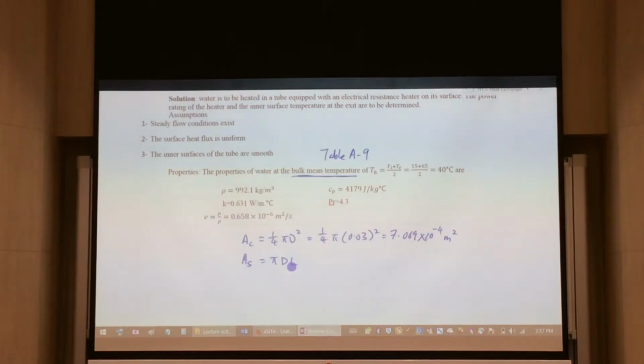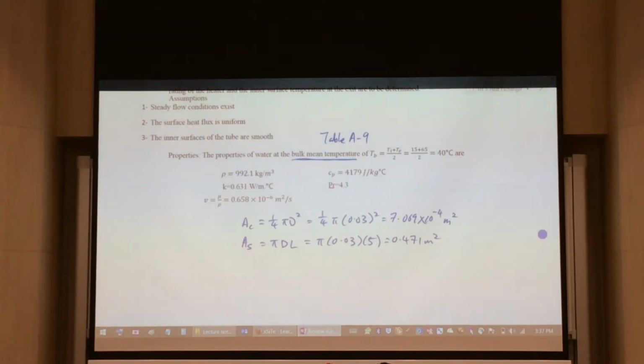Okay. Some students find it hard to imagine why the circumference multiplied by length will give you surface area. If you can't figure it out, maybe you can approach me. So this is equal to pi multiplied by 0.03 multiplied by 5. That's 0.471 meters squared.